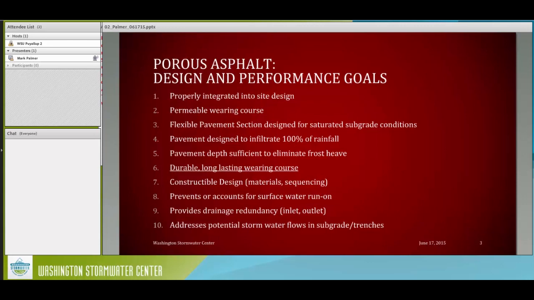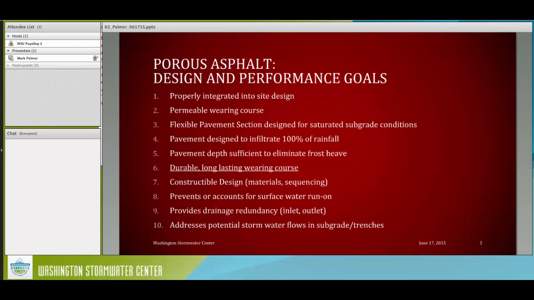Let's talk about the construction sequencing, some of the unique aspects of sequencing porous asphalt pavement. Preventing or accounting for surface water run-on is actually a key element here. Surface water run-on can be a severe detriment to porous pavements. In line with that, we should provide a redundancy, making sure that we have a way for water to get in and out of the pavement in case there's too much water in the subgrade, or we have water on a failed pavement and it still allows it to get in the subgrade and infiltrate.